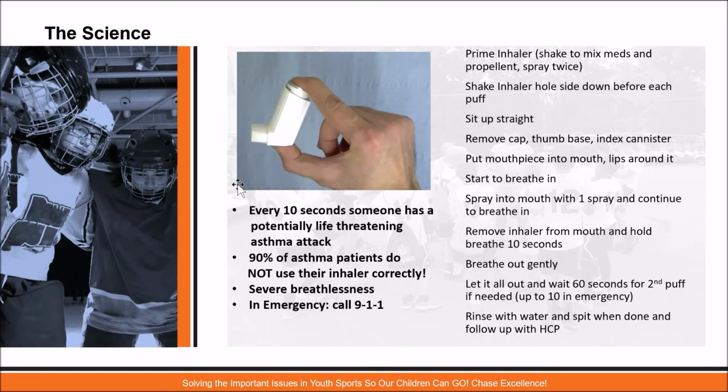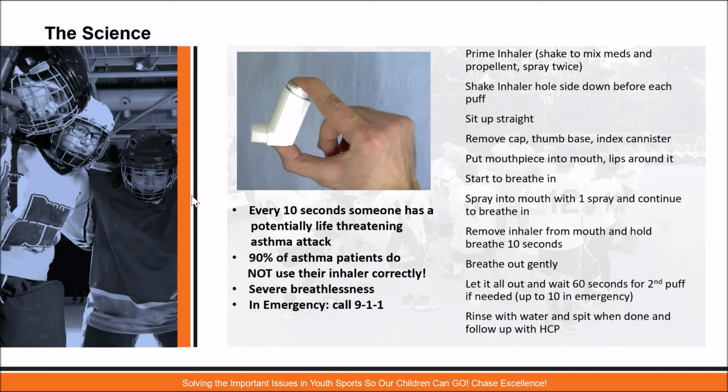You're going to remove the inhaler from the mouth after the spray, and the athlete's going to hold their breath for 10 seconds or as long as they can. They're going to then breathe out gently, letting all the air out and waiting 30 to 60 seconds preferably before they do a second puff.